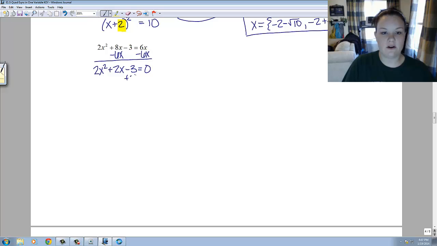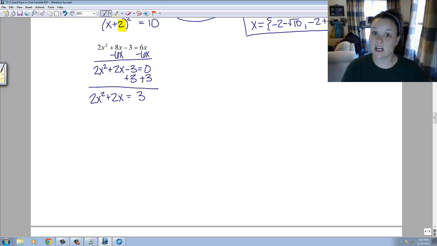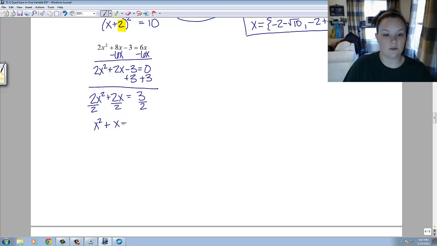Now here I do have a leading coefficient that's something other than a 1, so I'm going to go ahead and divide that off of every term. To make that leading coefficient 1, divide every term by 2, so I get x squared plus x equals 3 halves. Okay. Now that I have both my x terms on one side and my leading coefficient is a 1, I can go ahead and start completing the square.